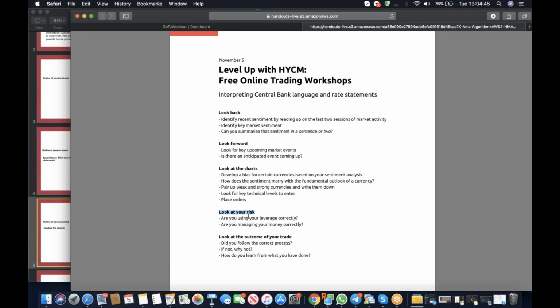We're making sure that we're not over leveraging our position. And then we're also looking at the outcome of our trade afterwards. Did we follow the correct process? If not, why not? And how do you learn from what you've done?